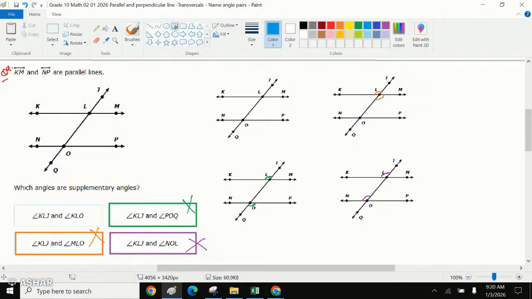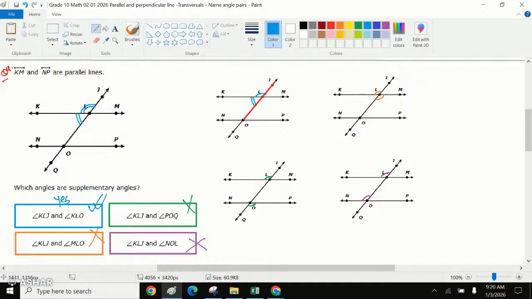And finally, we look at the first option, the final option, that is KLJ and KLO, right? So that means these two angles were on a straight line summing up to 180 degrees. So what we can label over here is, if this is the first angle, then this is the second angle. That means the sum of these two angles would be 180. That means this is the correct option, right?